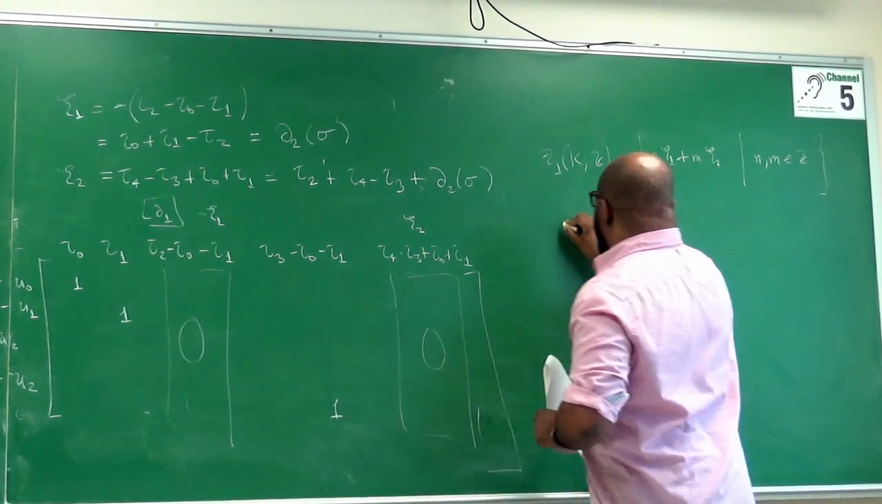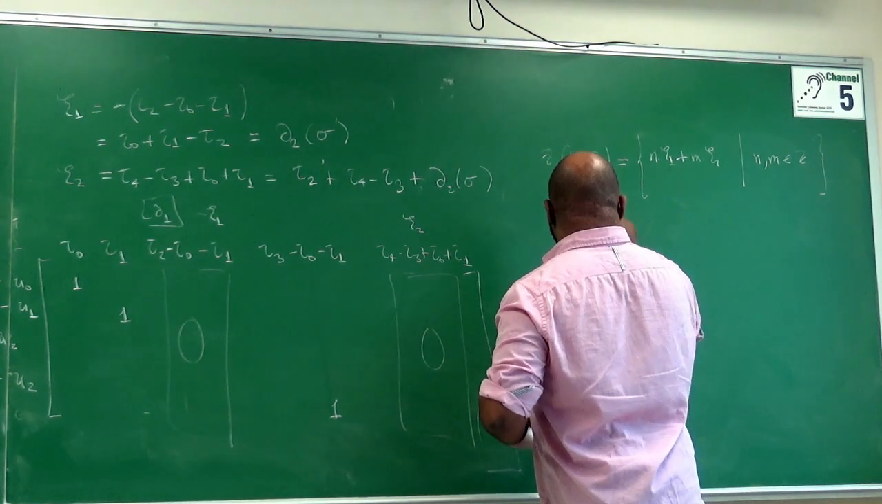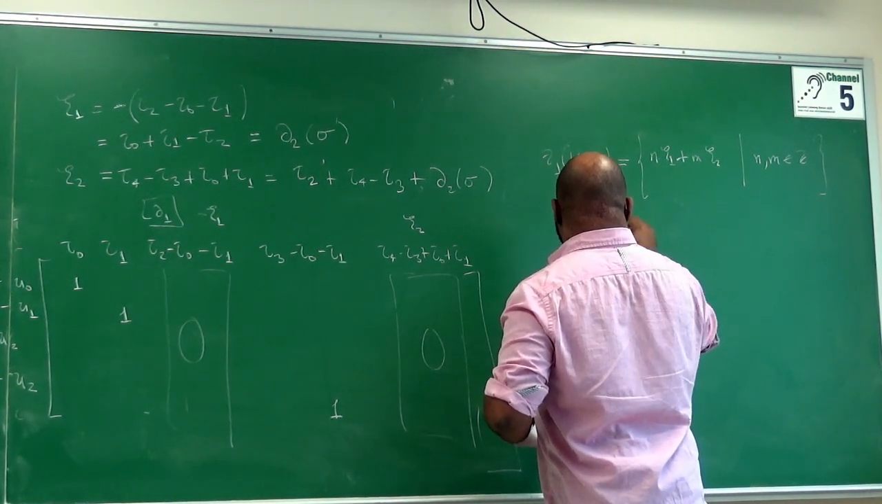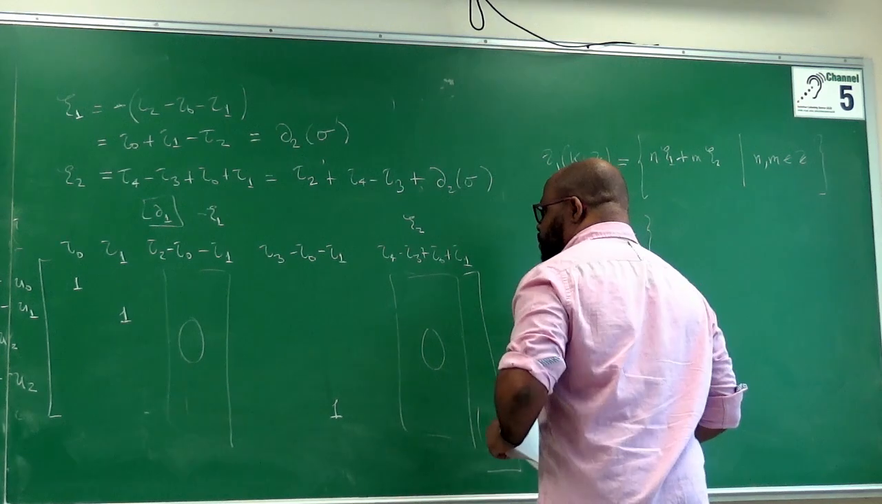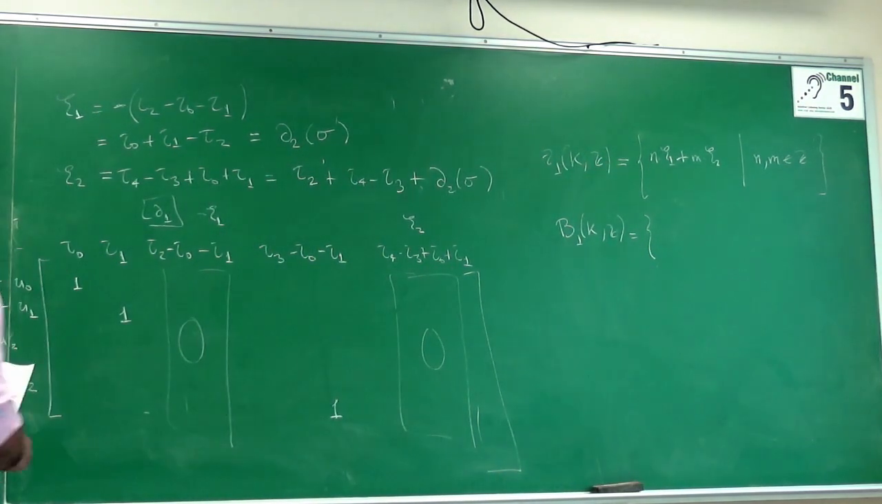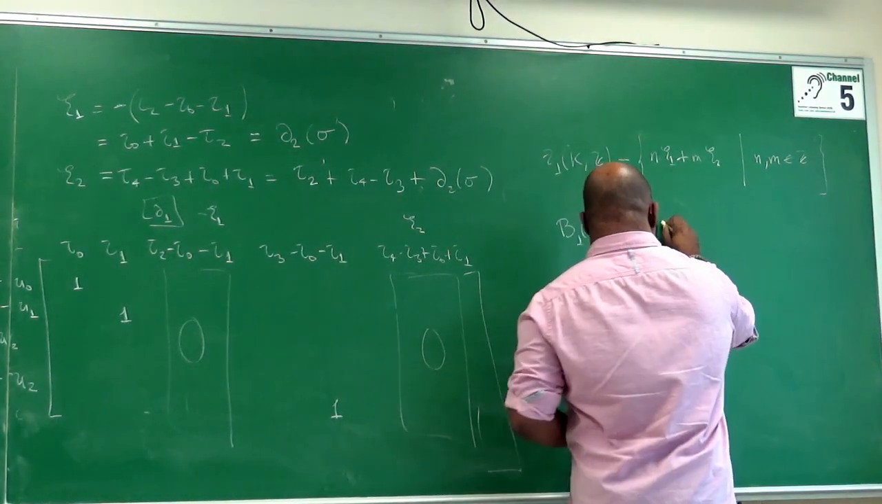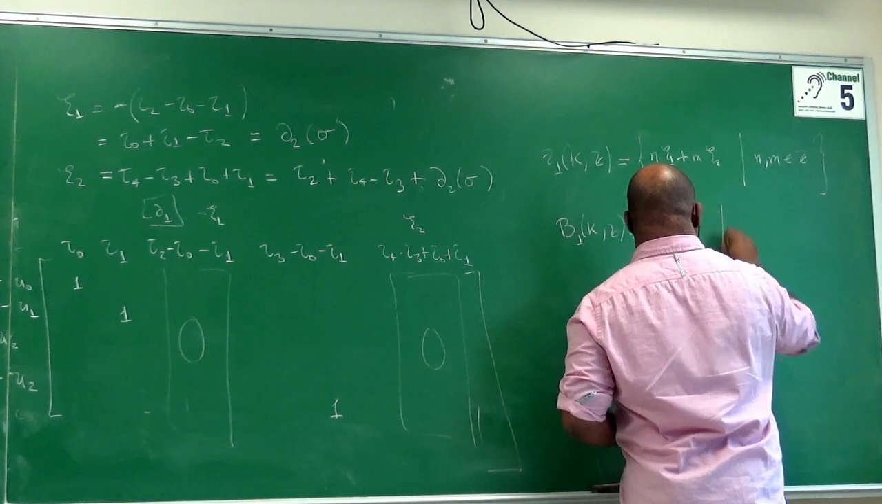Now, what are the boundaries? If you look here, the boundaries are all the things that look like the image of this guy. So it's all generated by this guy here, which is sigma 1, zeta 1, or minus zeta 1. So the boundaries are all the guys that look like k times zeta 1.